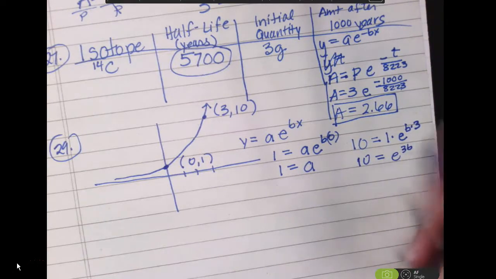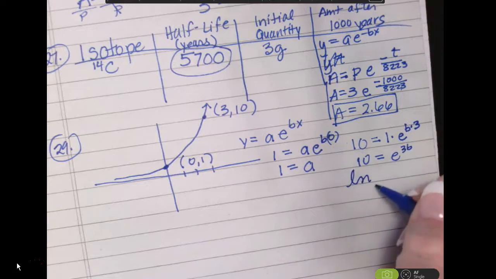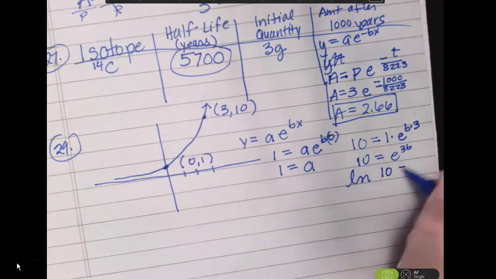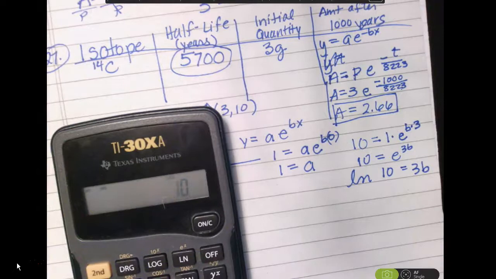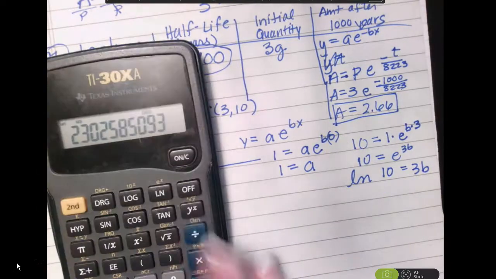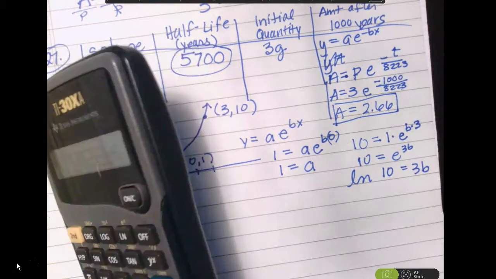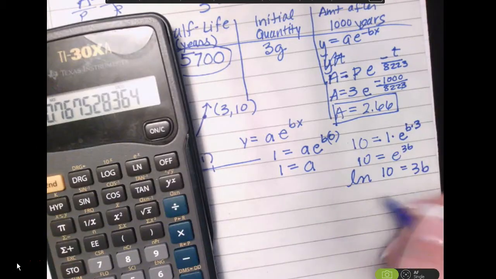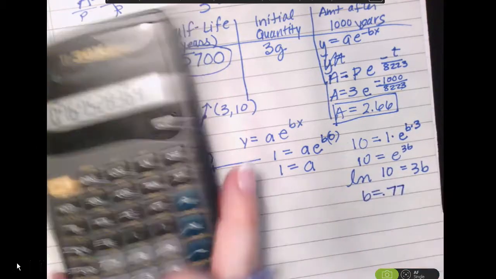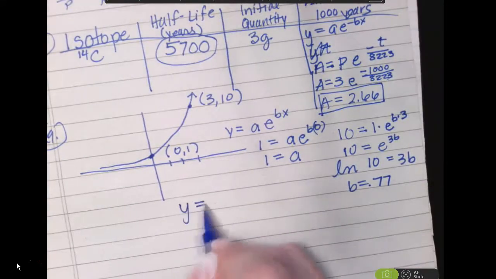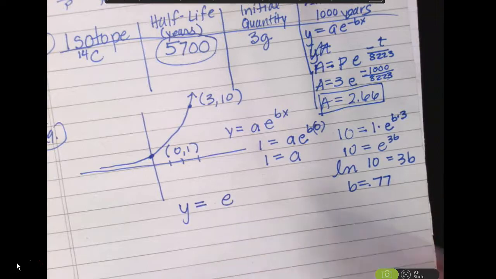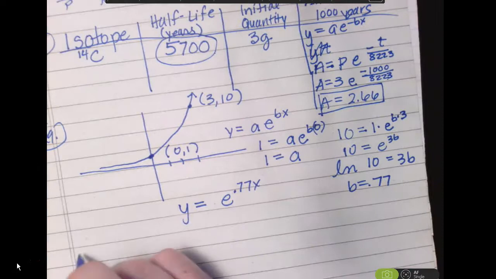Now let me loop trick it. Natural log base e of 10 equals 3b. So the natural log of 10 is 2.3. Divide by 3, and I get 0.77 for b. So my equation for that should be y equals 1 times e to the 0.77x.